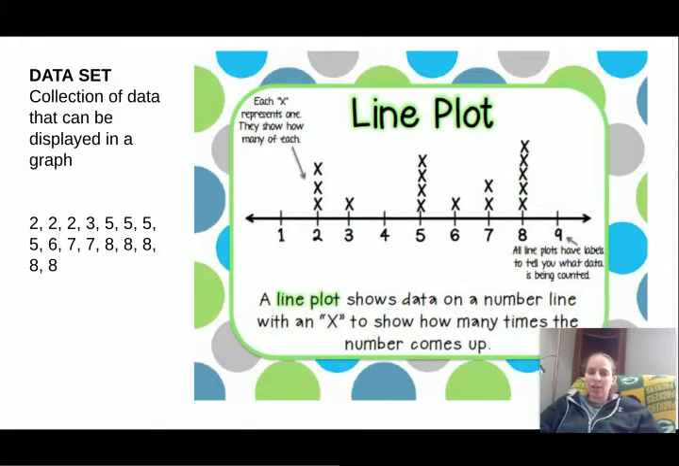So a line plot shows data on a number line with an X to show how many times the number comes up. And like I said, this can be used to help you answer questions about a specific set of numbers instead of having to stare at a giant list of numbers. So for example, over here on the side, this is the data set, or the collection of data that can be displayed in the graph. So this right here was then transferred over to this line plot. If I wanted to ask you which number had the most, or what was the difference between the greatest and least, or how many had more than 5, it just really helps you answer questions visually instead of having to look over a whole bunch of numbers.